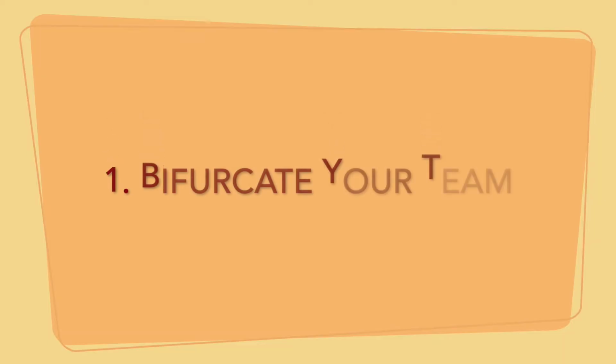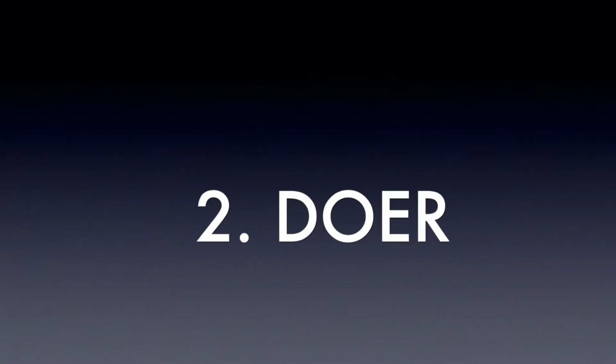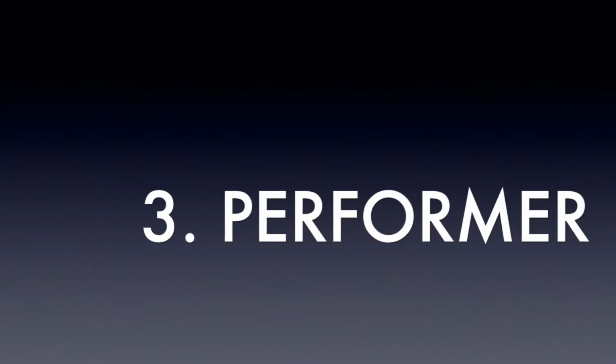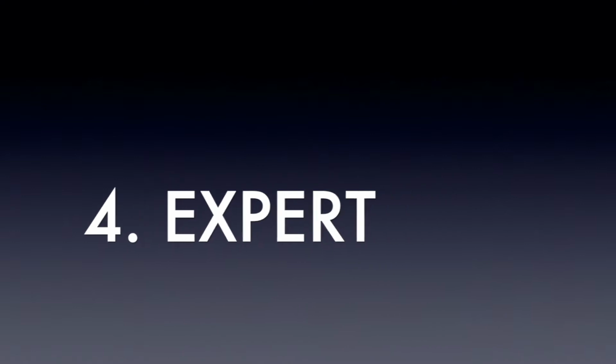So the first tip that I would like to give you in coaching your team is to bifurcate your team. Just do a deep analysis and bifurcate your team with respect to 5 categories. Number 1 is novices, the second one is doer, the third is performer, the fourth is expert, and the fifth is master. Now, how do you define these things? I'm going to explain, but first, how do you do that?